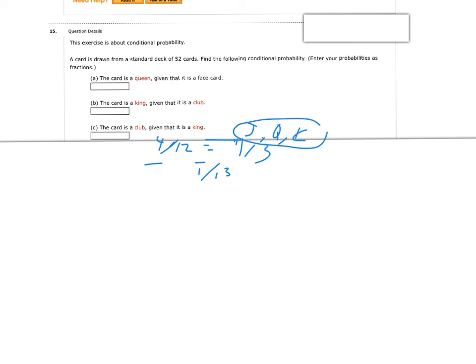Dad's going to finish. Next up, the card is a club given that it's a king. So there are only 4 kings. And one of those is a club.